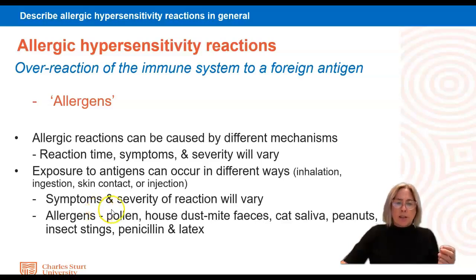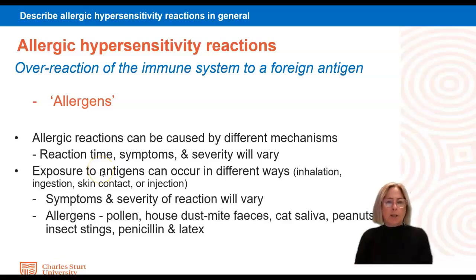So the symptoms and the severity of the reaction will vary. And this relates to the way you're exposed to an antigen. Say your skin is exposed to a particular antigen and that might just result in a local inflammation. But if you were to ingest that same antigen, then there might be a greater risk of developing a systemic reaction. And as I mentioned in some of the exposure ways, there are very common allergens, and these include pollen, dust mite feces, cat saliva, peanuts, insect stings, and also penicillin and latex.